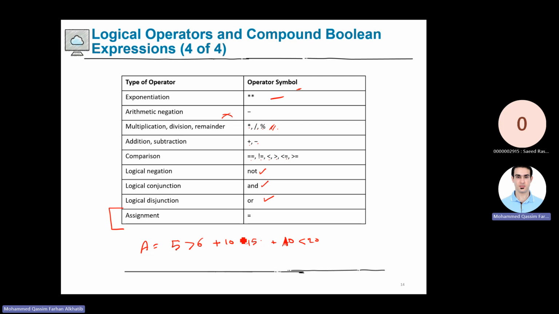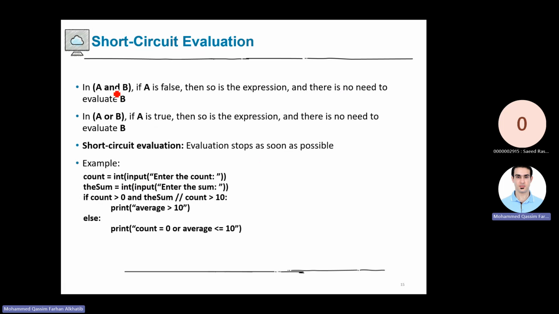Some people think, oh, I have 5 larger than 6, so it's false, plus 10. Oh, that will not work. Now remember precedence rules: finish the math first. So it is 6 plus 10 that you evaluate first, then minus 15, then plus 10, then you do the comparison left and right. Let's see here. If A and B is false, then there is no need to evaluate the rest of the expression. Or if B is true, that's what we call a short circuit evaluation.